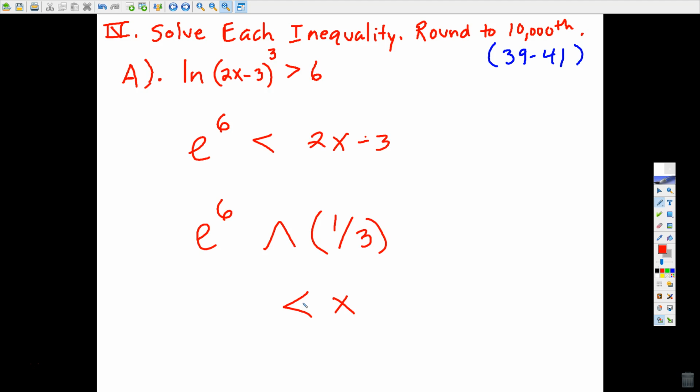$5.1945. Sound familiar? Who got it? Good. And you could say that that number is less than x, or if you prefer, like I do, I like to put my variable on the left. You could say x is greater than that number. Okay, everybody with me? Question?